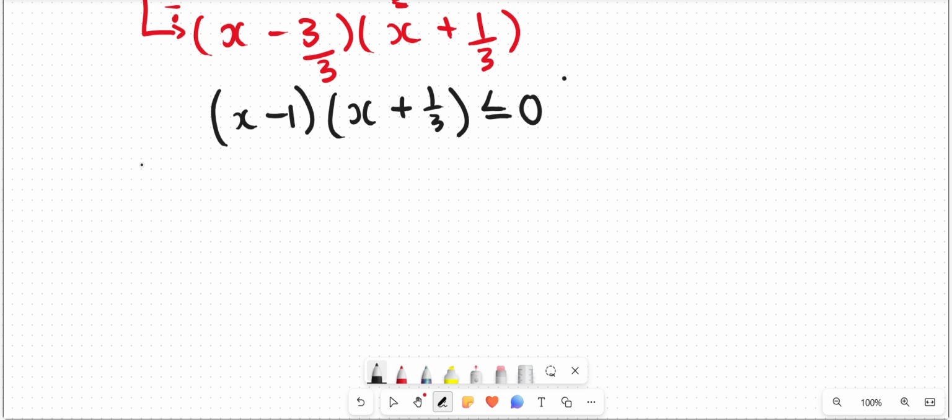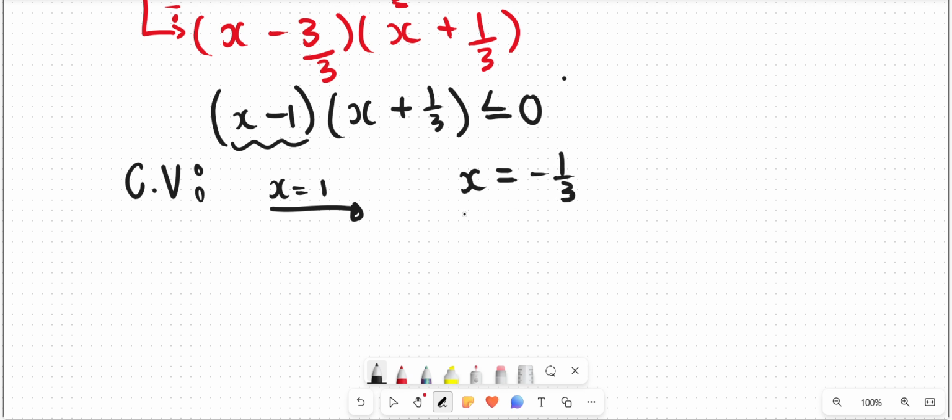So now that I've factorized it, let me get my critical values. My critical value for the first bracket will be x is equal to a positive 1. My critical value for the second bracket will be that x is equal to a negative a third.